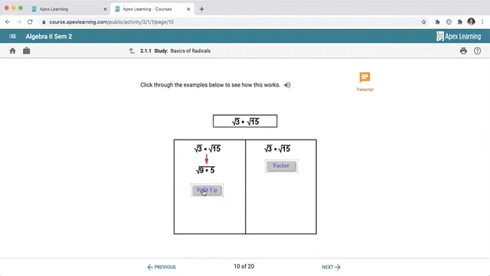That can be 9 times 5. I split it up, I simplify, and I'm still going to get 3 square root of 5. Or if I factor out immediately, I can split up and simplify further to 3 square root of 5.